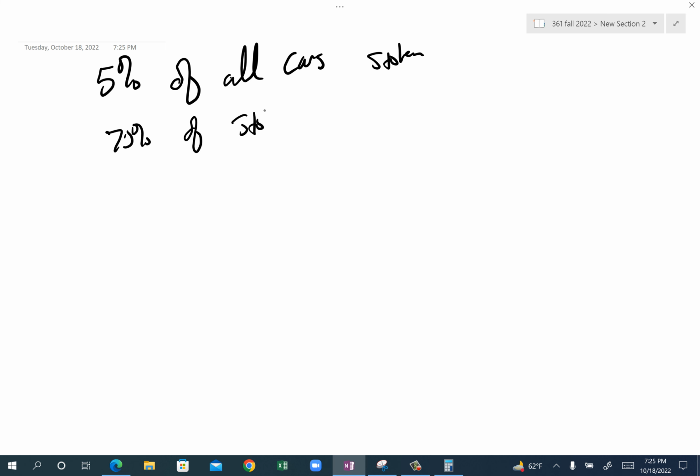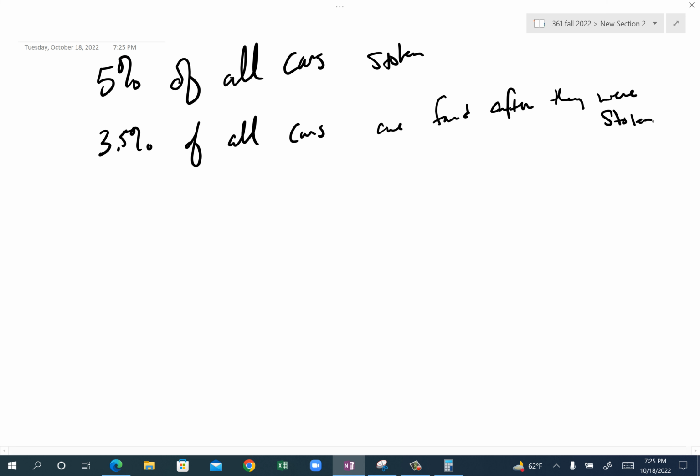Classic example, another classic example. In a particular town, let's say 5% of all cars are stolen in a given year, or whatever you want to call it. I don't care. It doesn't matter. Check this out. 70% of stolen cars are found. No. Hold on. Back the train up. 3.5% of all cars are found after they were stolen.